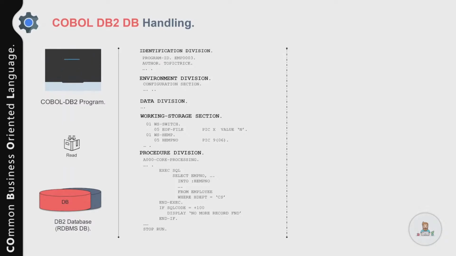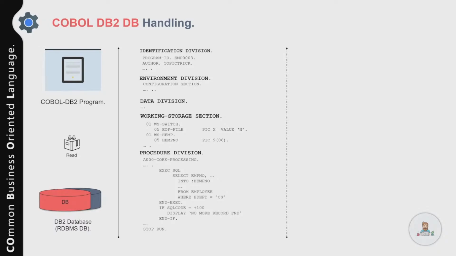Then we have working storage section where we have specified the working storage variables that will be used internally within the program. And thereafter we have a procedure division where we have specified our business logic. And again, we have not used any open statement or close statement because we are not dealing with a file. We are actually using the DB2 database.